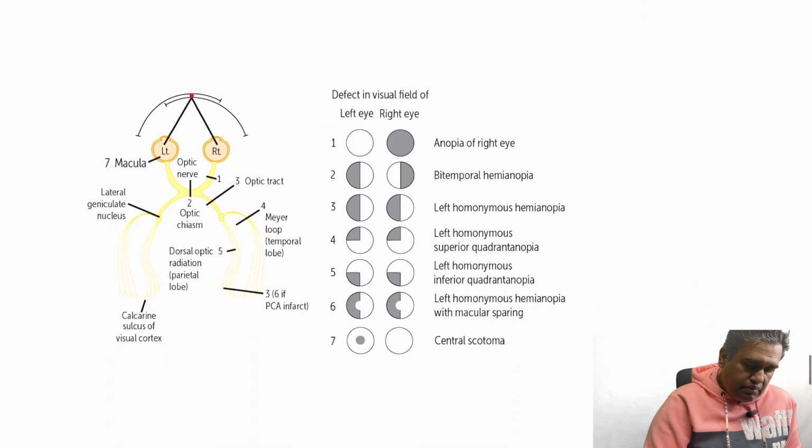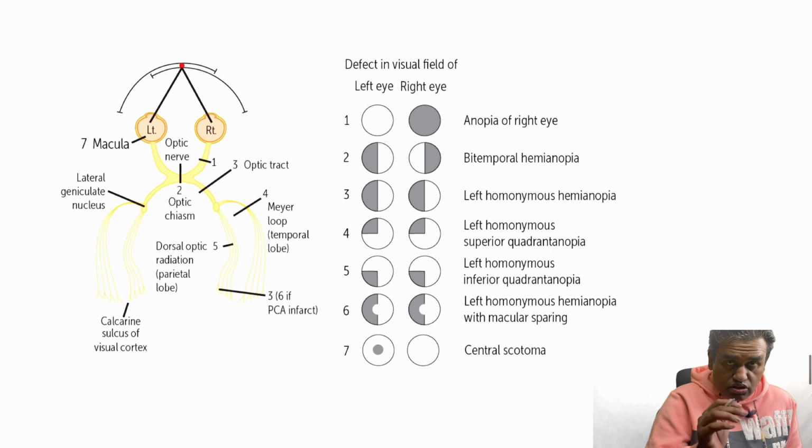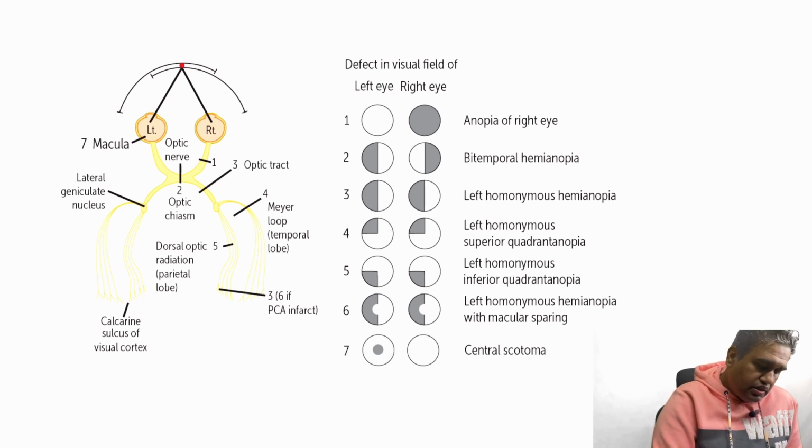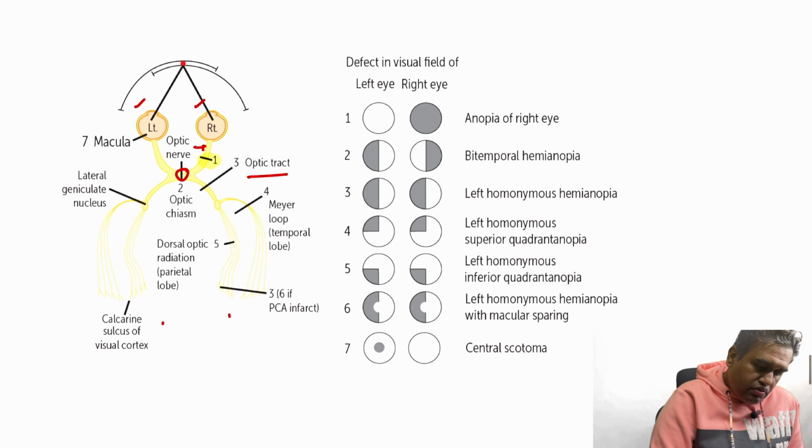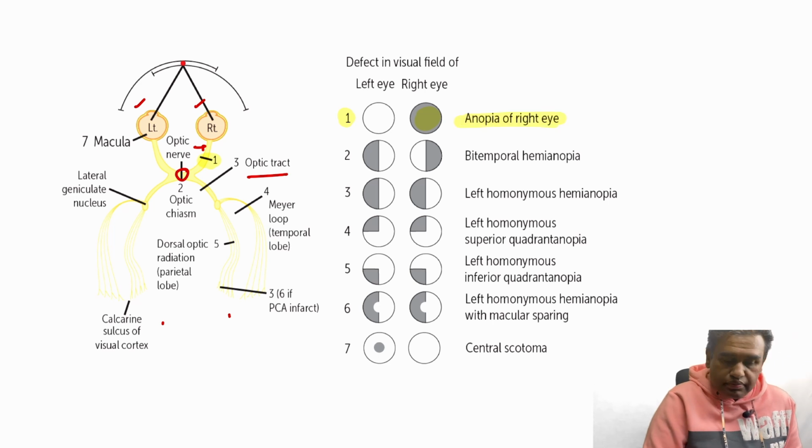And if we see this image, kindly take a screenshot of it, a very important image. Here they are showing us the left and right eye, the optic nerve over here, the optic chiasm over here, and this is the optic tract, which goes behind into the visual cortex. Here the numbers are given, kindly focus on the numbers. Number one is the right optic nerve being damaged. You can see the anopia in the complete right eye.